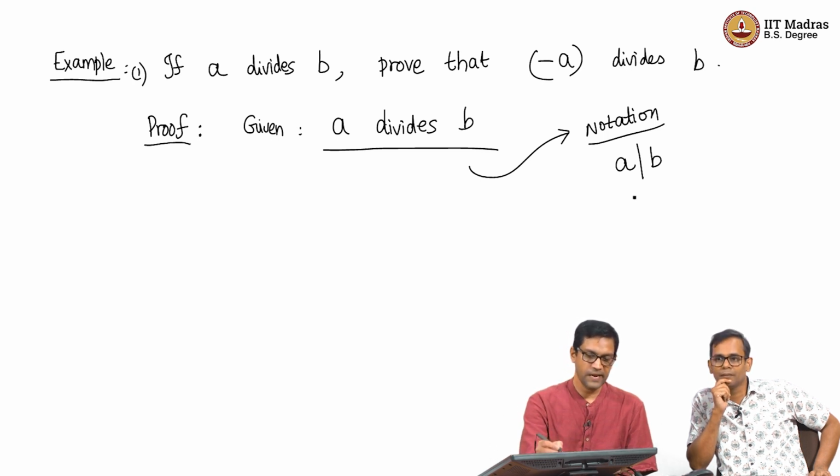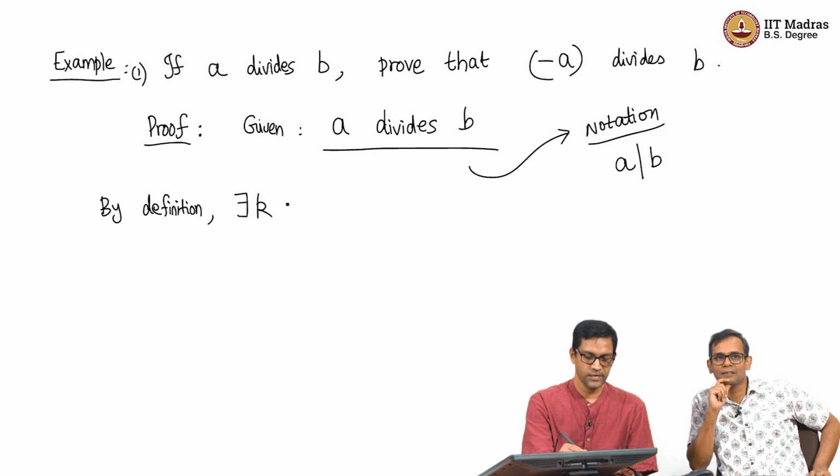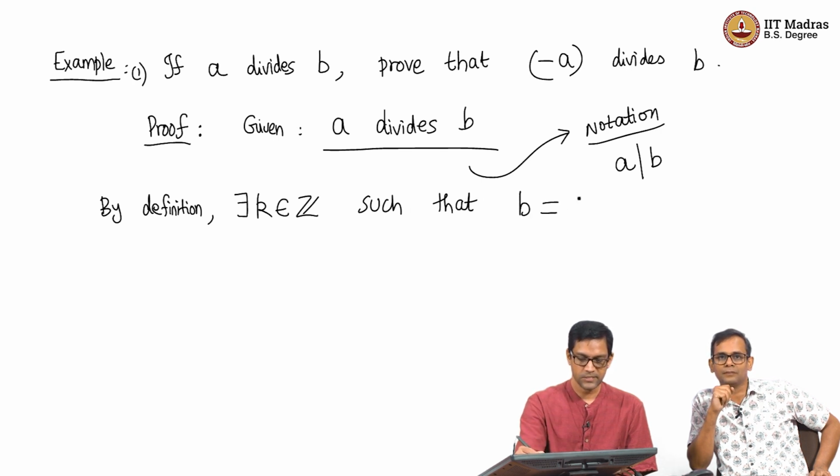Okay, so I'm given that a divides b. What that means is, by definition, there exists an integer k, there exists k in Z, such that a times k is b. So b can be written as a times k. So let me just write it as ka.